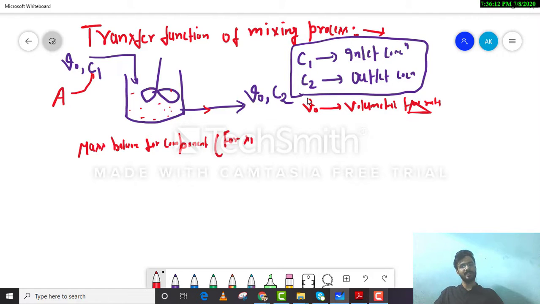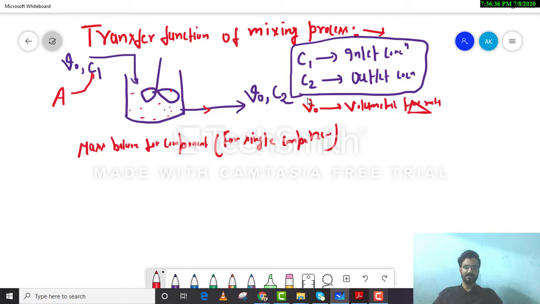There may be more than one component, but I am taking only one component. If you know the basics of the single component system, then definitely you will be able to derive the transfer function for the two component system. I don't think a two component system will be asked, because single component is much more tedious, so you don't have to go to a two component system.